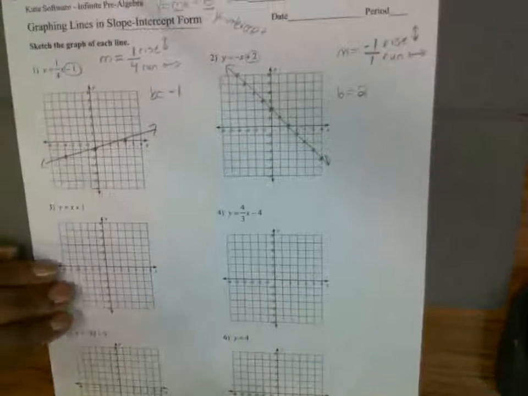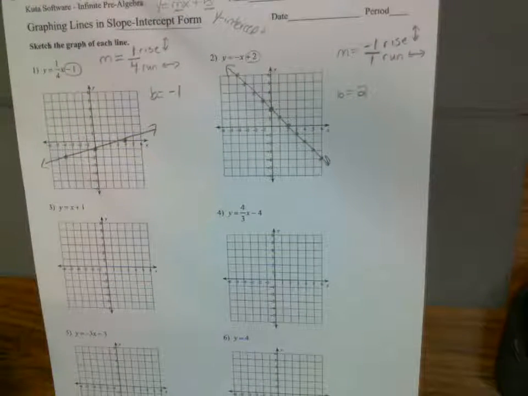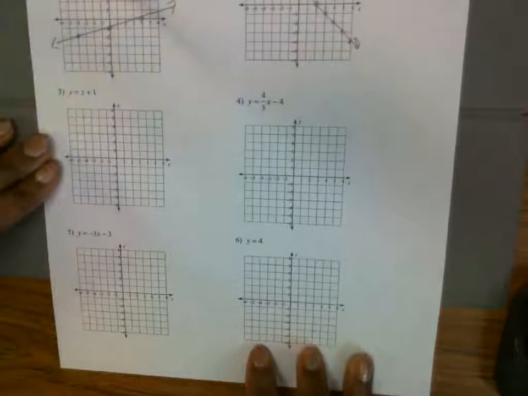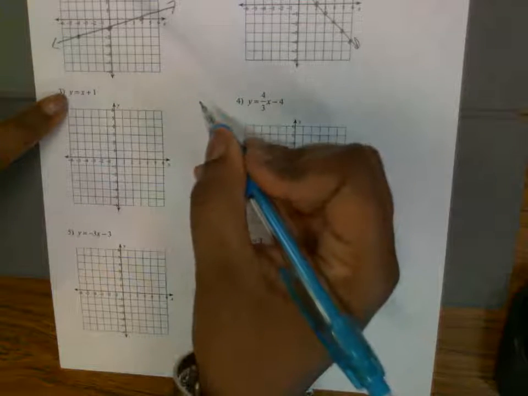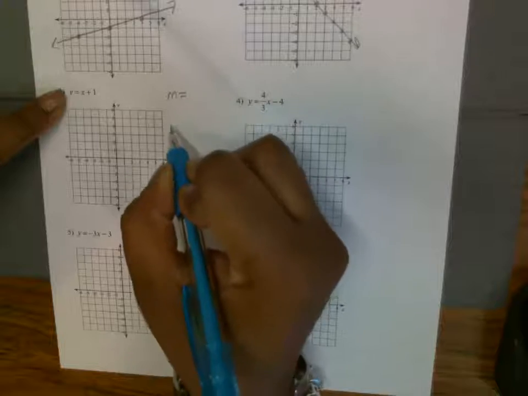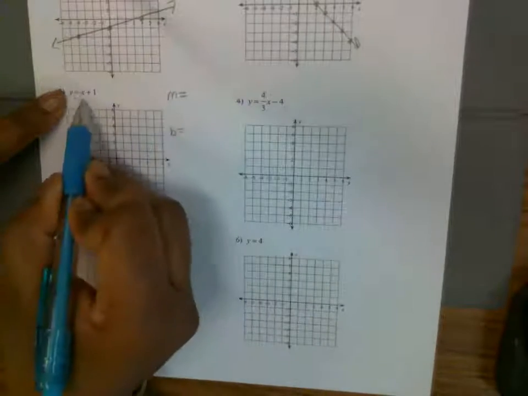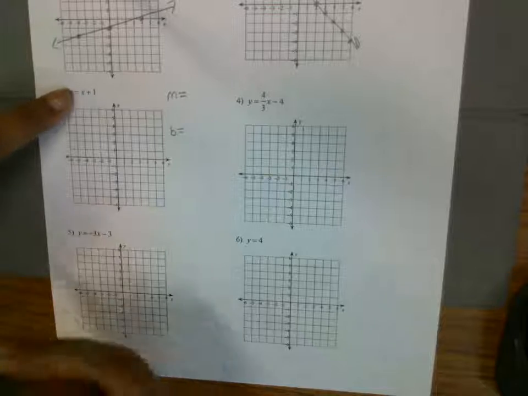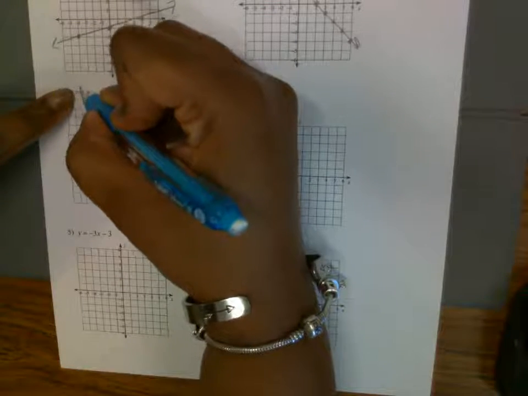Okay. Any questions about how I did number 2? Okay. Let's do number 3. Again here, I'm going to label my M and my B. It's already written in y = mx + b form. The number in front of x is automatically a 1, so my slope is 1.